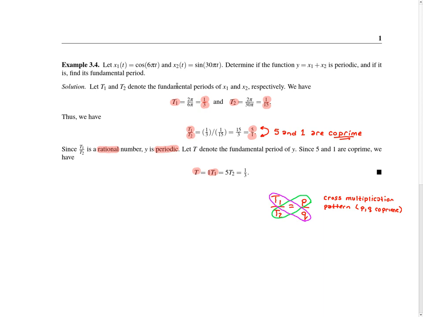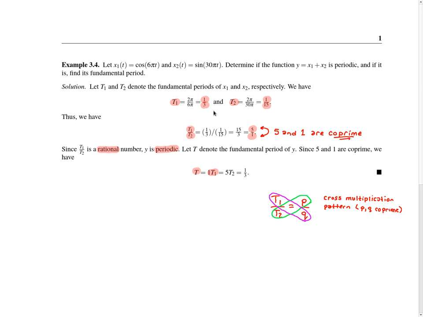So first of all, we need to compute the fundamental periods of x1 and x2. I'm going to call the fundamental period of x1 t1, and I'll call the fundamental period of x2 t2. To compute the fundamental period of x1, x1 is just a real sinusoidal function, and the fundamental period of such a function is just going to be 2 pi divided by the absolute value of the constant that multiplies the t here. So we'll just have 2 pi over 6 pi, which simplifies to 1/3.